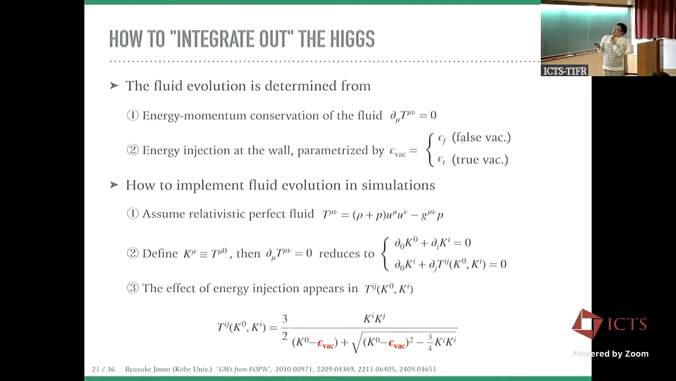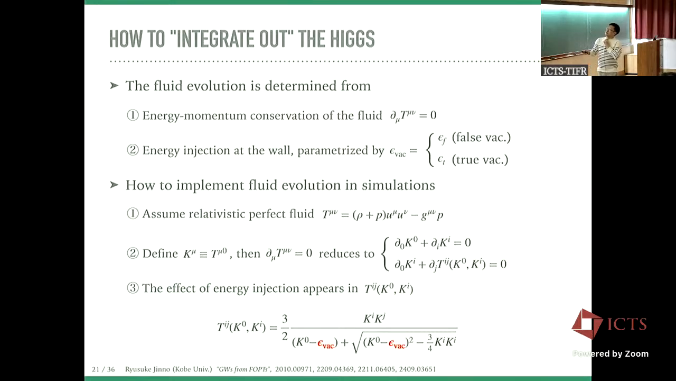So the fluid evolution is basically determined from ∂_μ T^μν = 0. Here, T^μν is just from the fluid. And energy injection at the wall is parameterized by the vacuum energy density, epsilon false and epsilon true. If you write down, okay, let's take a relativistic perfect fluid for simplicity, then the energy momentum tensor is like this. And let's define K^μ to be T^μ0.